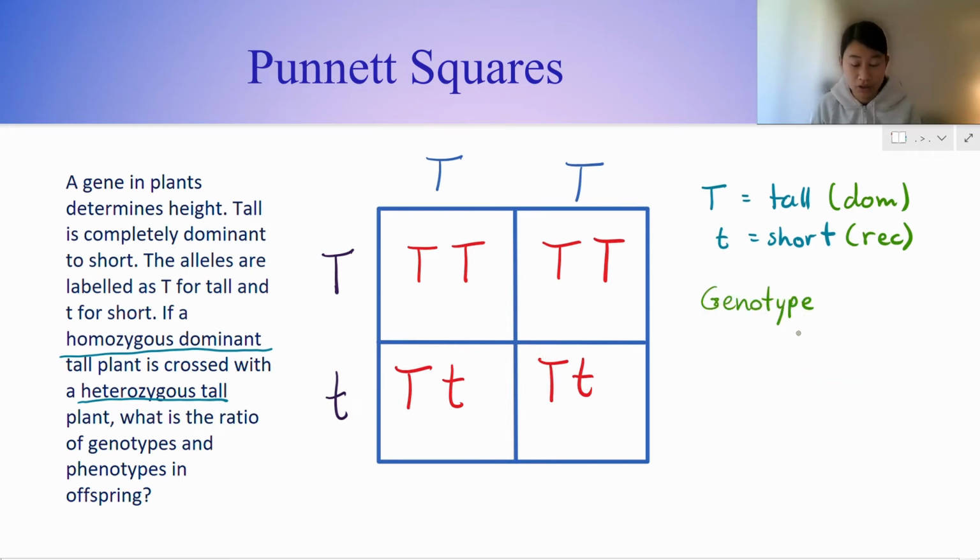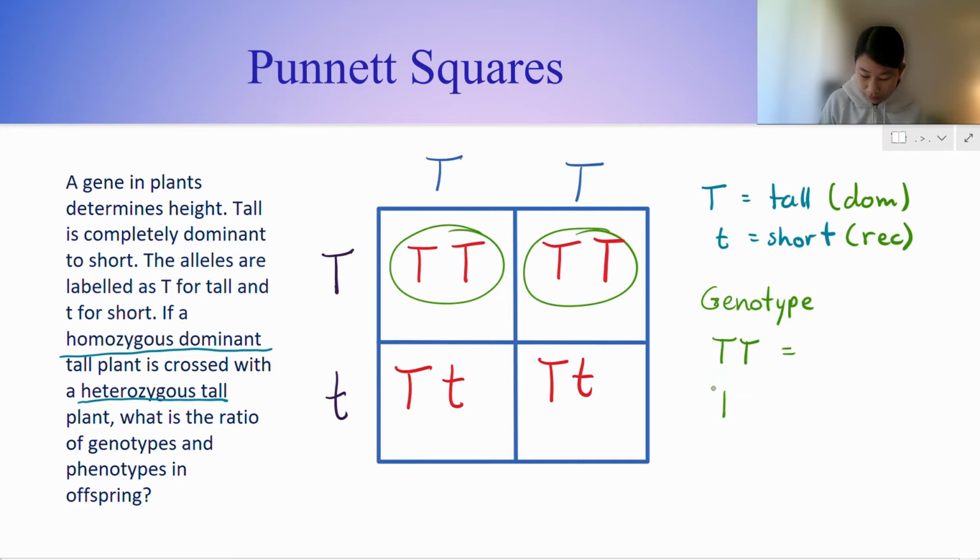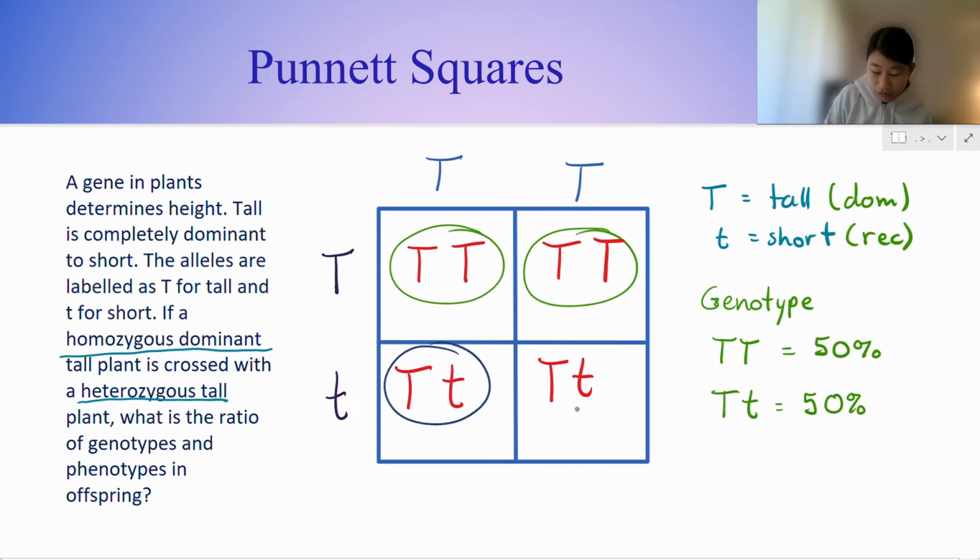So let's find the genotypic ratios. Remember, we're looking at the letters. So we have 2 of these, big T big T, and we have 2 of these, big T little t. So we can say that 50% of the offspring are going to be homozygous dominant, and the other 50% are going to be heterozygous. These are the only genotypes present: a homozygous dominant and a heterozygous genotype.